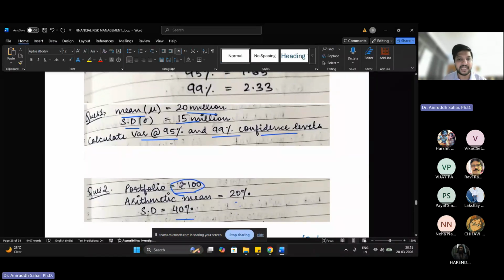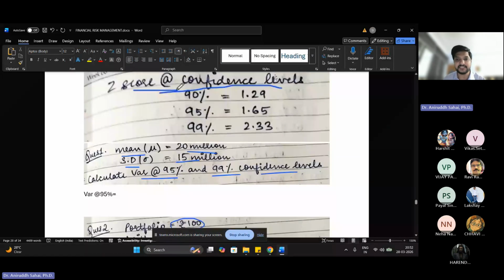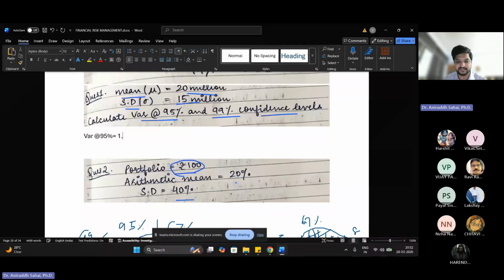So how do you calculate this? Very easy. There's a simple thing that you will have to do. If you have to calculate VAR at the rate of 95% confidence, now what value is given for 95%? 1.65.